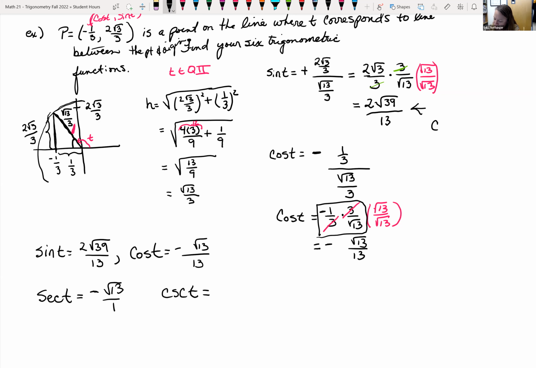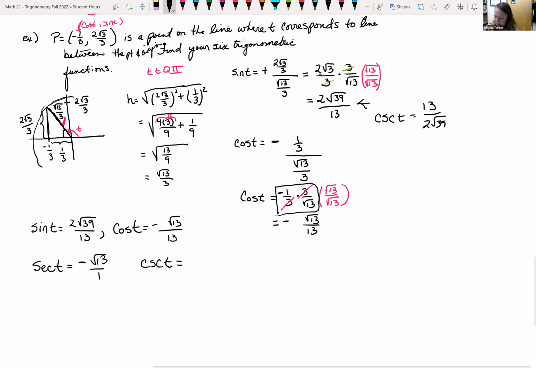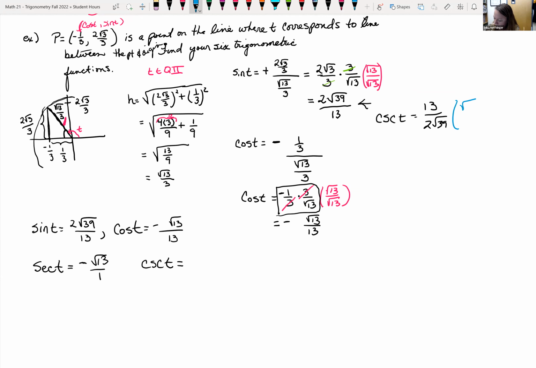So cosecant t is equal to 13 all over 2 square roots of 39. If I multiply by root 39 over root 39, we get 13 root 39 all over 2 times 39. 13 goes into 39 3 times. 2 times 3 is 6. So this would be root 39 all over 6.